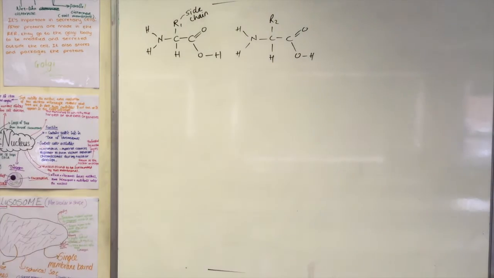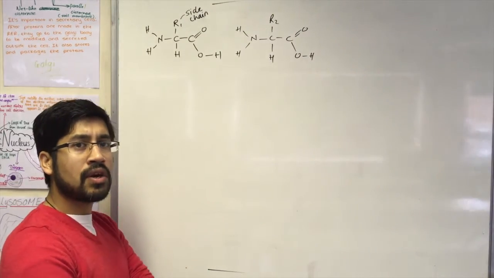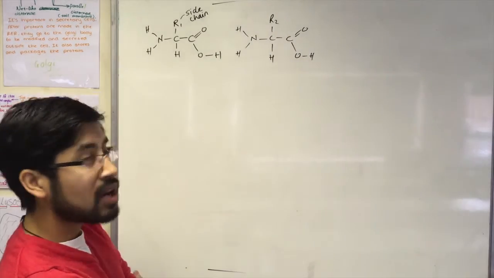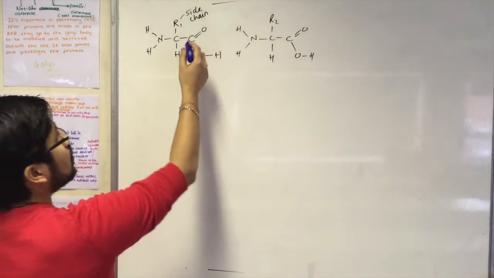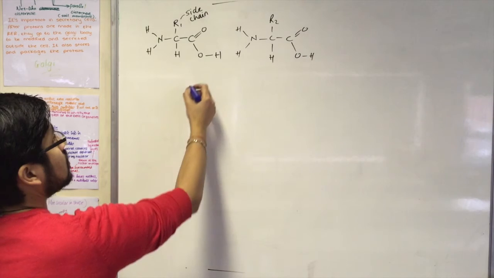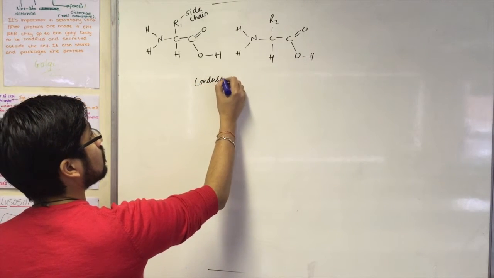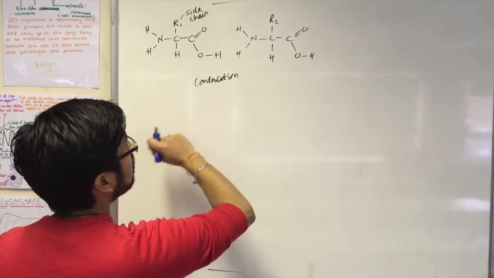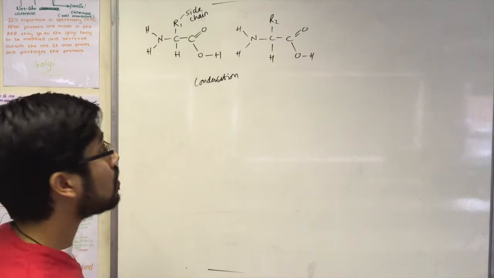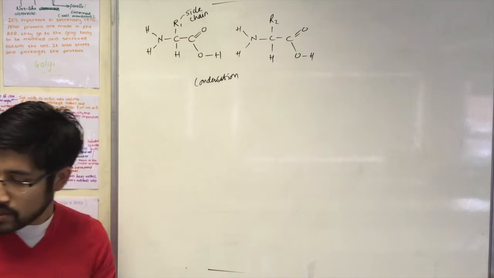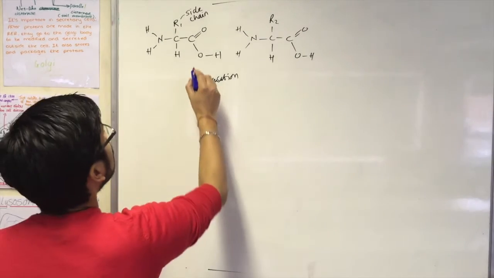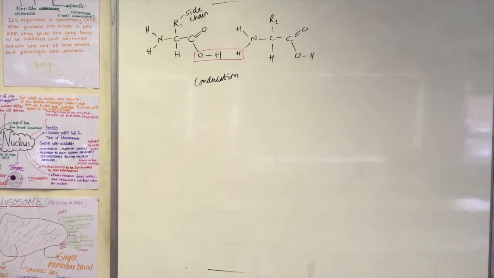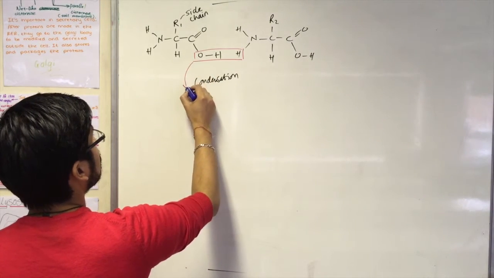Now when you're describing this, I think it's pretty easy to draw the diagrams and indicate it visually, but when you're describing it, there's a few things that you have to say. You have to say that the condensation reaction occurs between the carboxyl group of one amino acid and the amino group of another amino acid. When this happens, you get water formed, and that water is formed from those atoms right there. So this will form water.